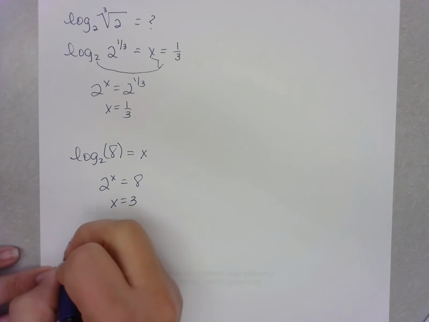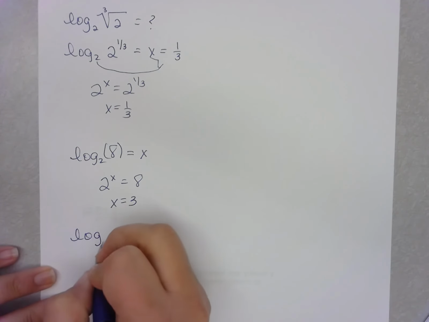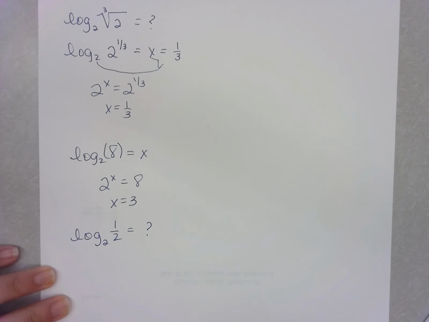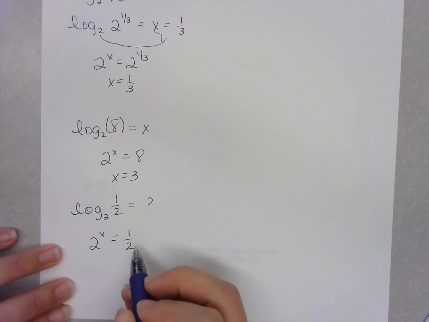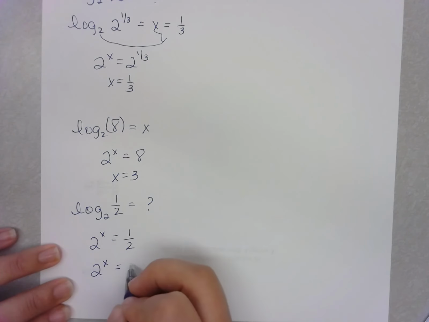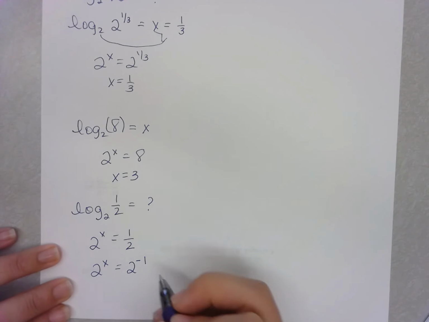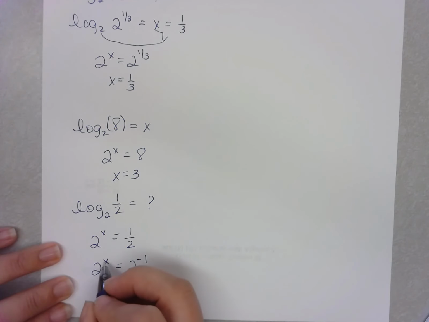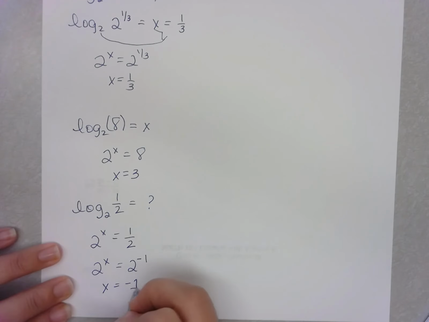So let me do one more that's interesting here. I have log base 2 of 1/2 equals what? Okay? So this is kind of saying 2 to what equals 1/2. Now this 1/2 I could write as 2 to the -1 power. So if I have 2 to a power equals 2 to a power, that means that the powers must be equal, so x equals -1.